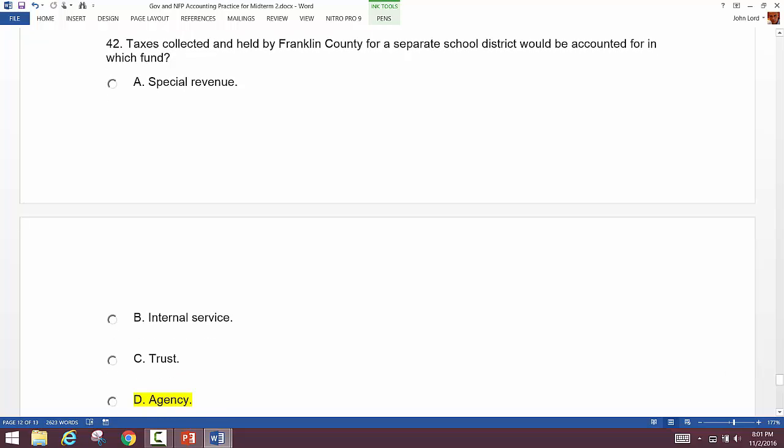Taxes collected and held by Franklin County for a separate school district would be accounted for in our buddy, the agency fund, right? It holds the money and then does what? Distributes it out to whoever, right?